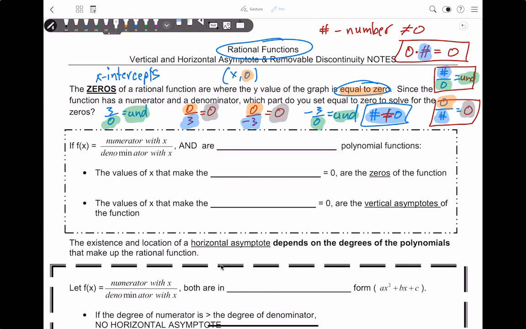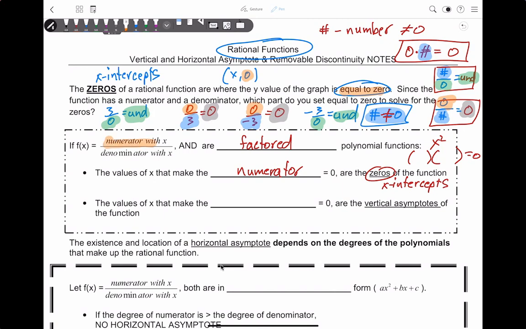Okay, so let's look at these first three rules. It says, if f of x is equal to the numerator with x divided by the denominator with x, and they are factored, okay, so this is huge. We're going to do a lot of factoring. So when we were looking at quadratic expressions with x squareds, and we'd break them up into two separate binomials that were multiplied, we're going to do a lot of that in this unit again. So we're going to bring that factoring unit back for sure. It says the values of x that make the numerator equal to 0 are the zeros of the function. These are the x-intercepts. Now, there is a caveat to that, and we'll talk about that here in just a bit.